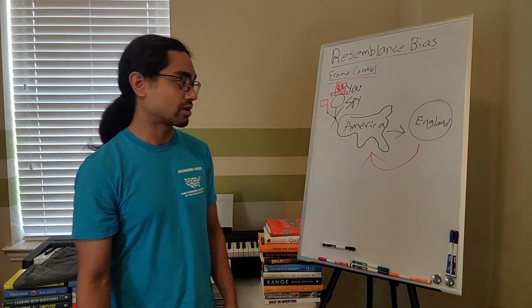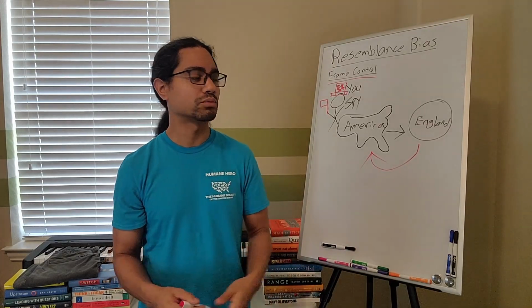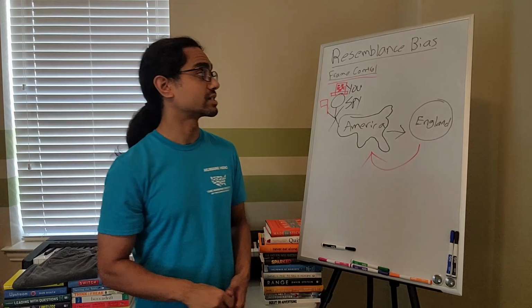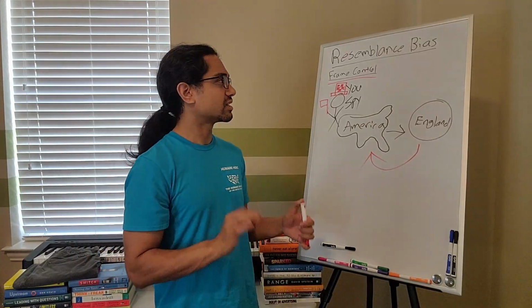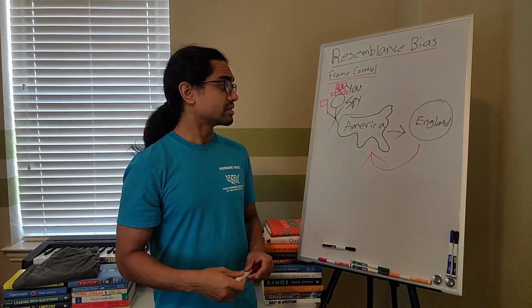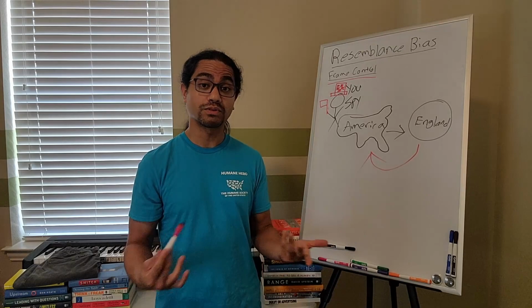Now, if you are in the premium version of this course, this is like the entry level one that we go over everything really quickly. If you're in the premium version, we go over this in much more depth. This one is a little bit harder to explain in such little time, but there is a good example for resemblance bias and frame control for you.